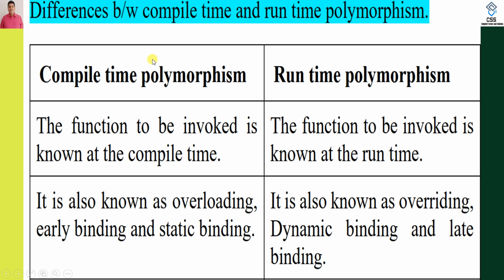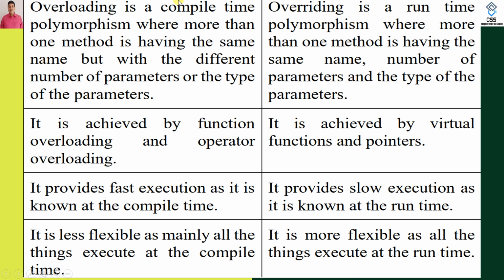What is the basic difference between compile time polymorphism and runtime polymorphism? In compile time polymorphism the function is invoked at compile time. Here in runtime polymorphism, the function or the method is invoked at runtime. The compile time polymorphism example is overloading, whereas the runtime polymorphism example is overriding, which is known as dynamic binding. Overloading is a compile time polymorphism, whereas overriding is a runtime polymorphism. Overloading is achieved by function overloading and operator overloading, whereas overriding is done by runtime polymorphism with the help of a virtual function by taking the help of the pointer.